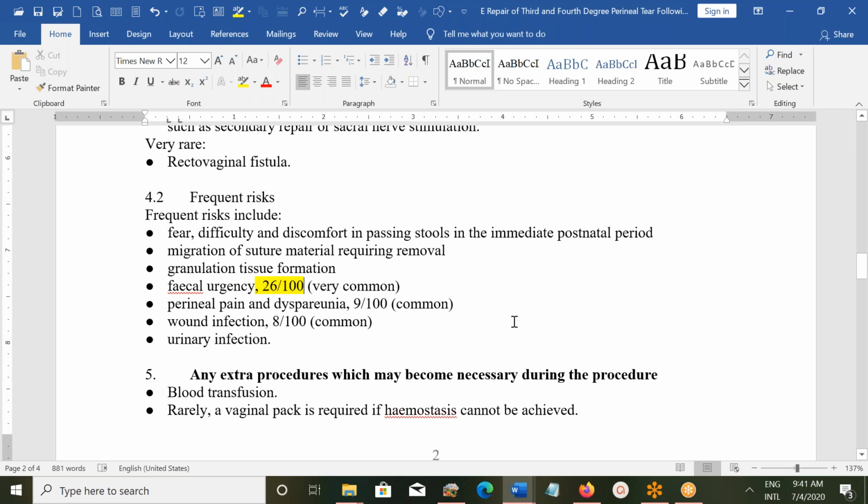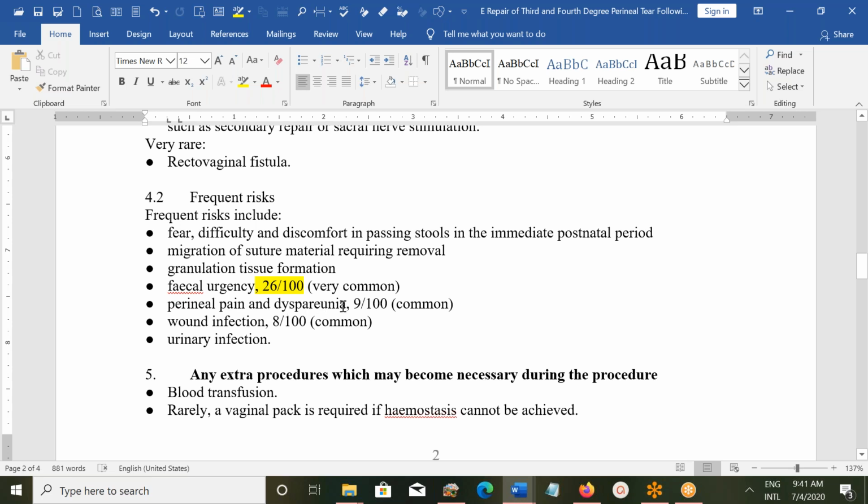Just reassure her because we have just done the repair. There was a tear, so some seepage can take place. But if the same thing occurs after 2 weeks, 3 weeks, then it is going to be dangerous and you should do something about it.